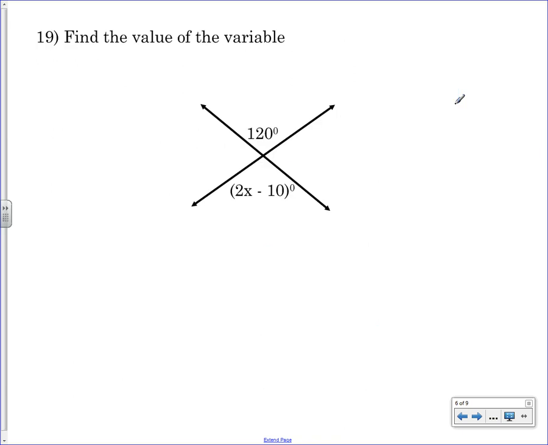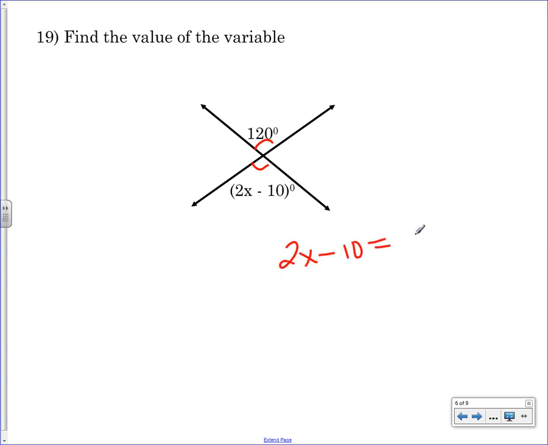Find the value of the variable. Find x. We're going to ask ourselves all year long, what's their relationship? What's the relationship between this angle and this angle? Give them a name. What's their name? Are they vertical, right? These two are vertical, which means they are congruent, the same, right? This one's the same as this one. How do I write that in math? How do I make that an algebraic statement?